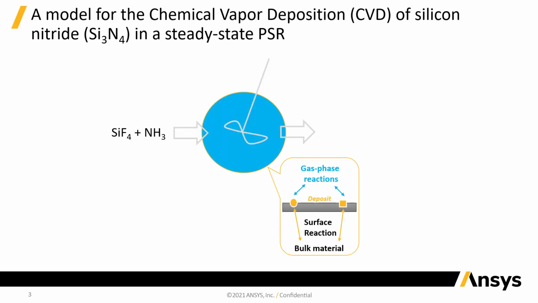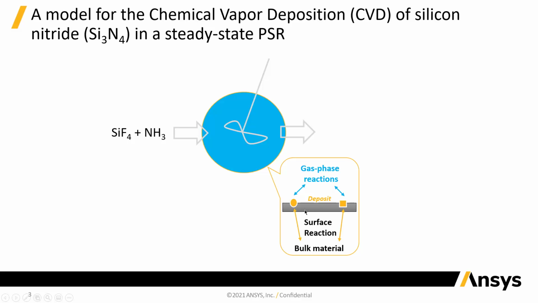For the example, we're going to use a perfectly stirred reactor model in Chemkin-Pro, and the process we are trying to simulate is chemical vapor deposition of silicon nitride. In the setup, we have the stream coming in, and it's a mixture of silicon tetrafluoride and ammonia. There is a reaction occurring in the gas phase as well as surface, and the surface deposition occurs on the reactor walls, as you can see from this cartoon.